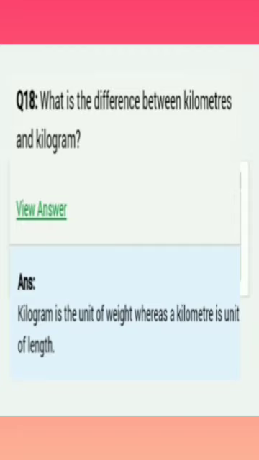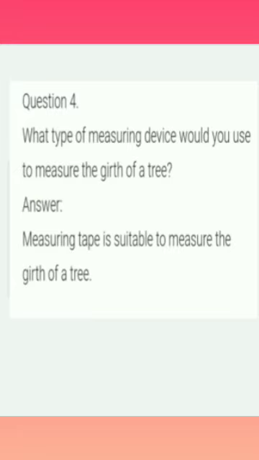What is the difference between kilometer and kilogram? Kilogram is the unit of weight, whereas kilometer is the unit of length. What type of measuring device would you use to measure the girth of a tree? We use a measuring tape. A measuring tape is suitable to measure the girth of a tree, or to measure your chest also.